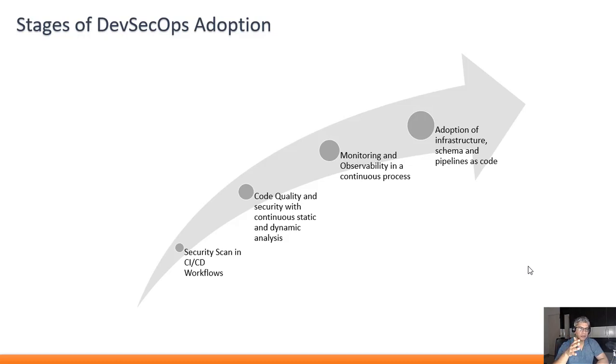And the fourth step is to adopt everything as code, like infrastructure as code, policy as code, pipeline as code. Everything should be as code. So we can divide this into four different stages of DevSecOps adoption.